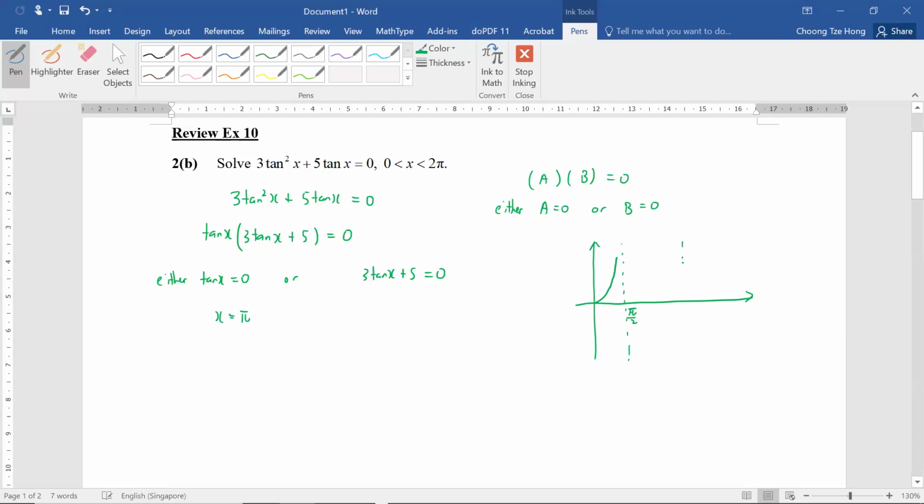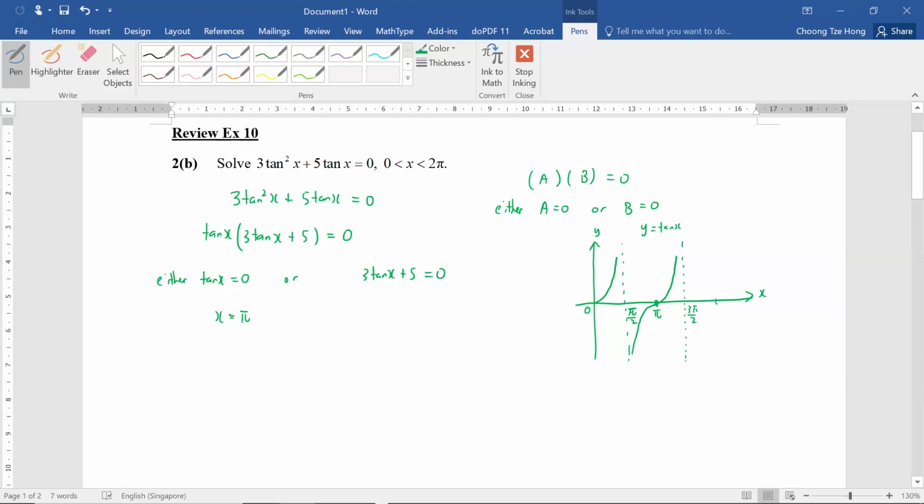Then the next asymptote will be 180 degrees away, so it will be 3 pi over 2. And over here will be pi, right? So the graph will look like this. The curve goes up, and then over here, goes here. So at this point where the angle is pi, if this is the graph of y equals tangent x, when x is pi, then y will be 0. So tangent is 0 means y is 0, so pi is the angle that gives 0.